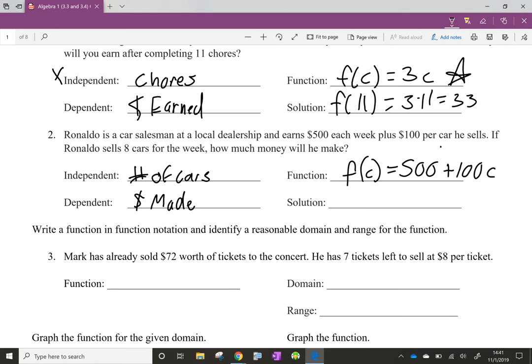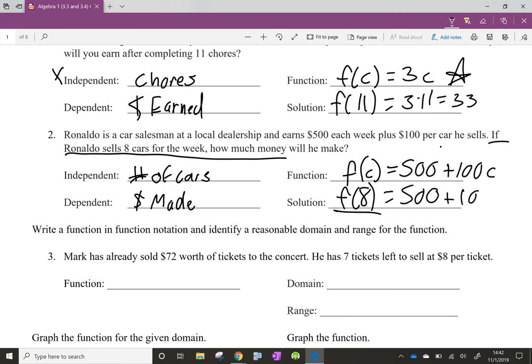So there's our function. Now we're going to use that function to answer the last part of this question. If Ronaldo sells 8 cars for the week, how much money will he make? So f of 8, plug in 8. Remember, this is just saying we're evaluating the function at 8. It really doesn't do anything else. Right, we're going to plug 8 into our function.